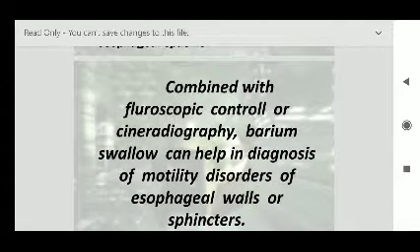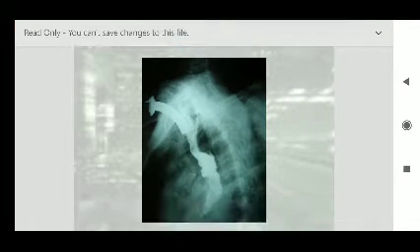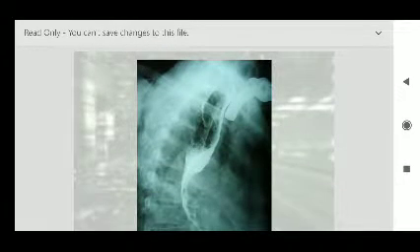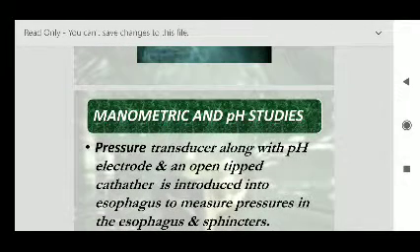Combined with fluoroscopic control or cineradiography, barium swallow can help in diagnosis of motility disorders of the esophageal wall and sphincters. So you can see a dilated esophagus over here. You can see a strictured esophagus in the middle, with the tracheostomy tube in C2. You can also see a strictured lower one third of the esophagus with dilatation.